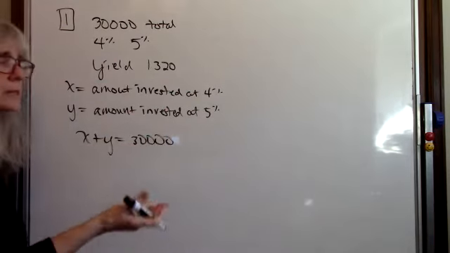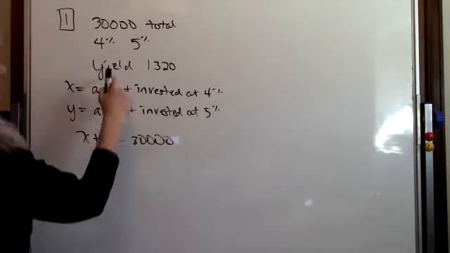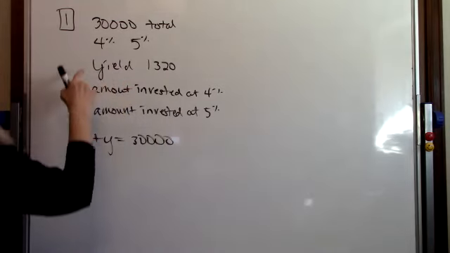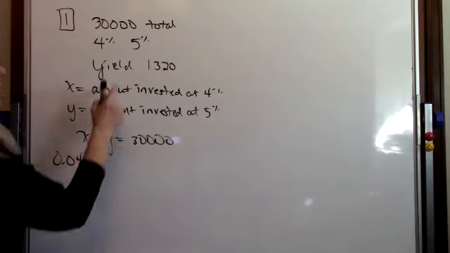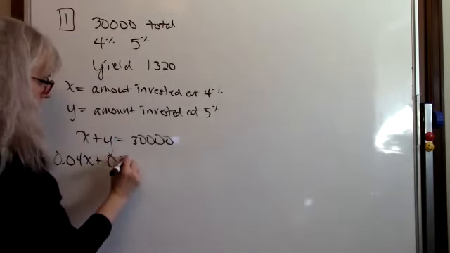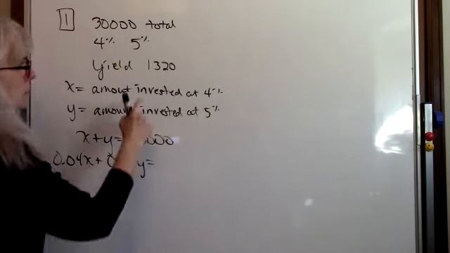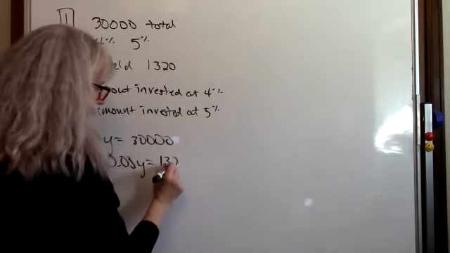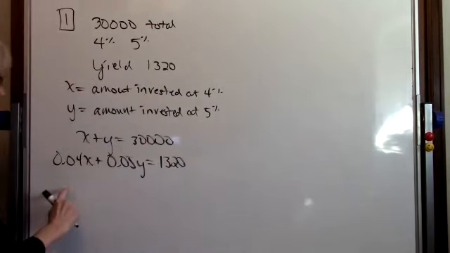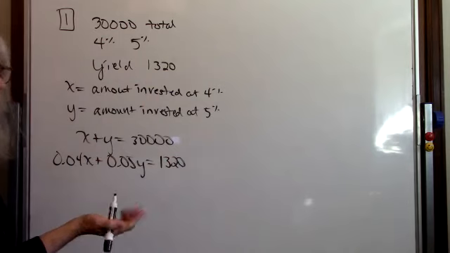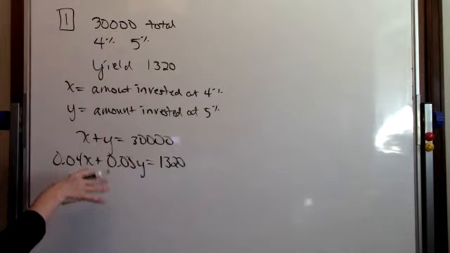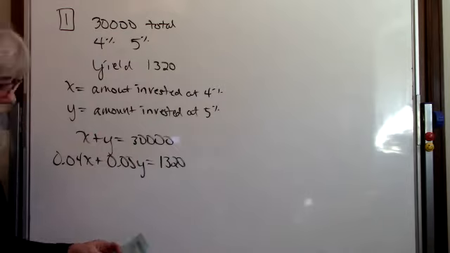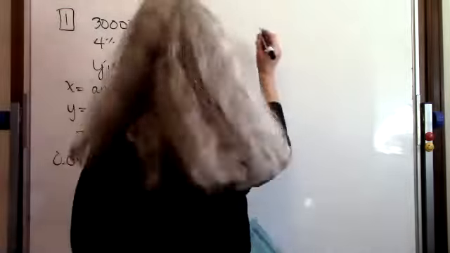The second equation brings back into play the interest rates to get our interest off of the investments. So we're going to take 4% times our x, so that's 0.04x. We'll take 5% times the y, so 0.05y, and that's going to be equal to the 1320, the total interest. For 1 year, the interest is the principal times the rate times the time, but the time's 1 year, so it disappears. And there's our system of equations. That's all they want you to do. They just want you to write the system of equations.